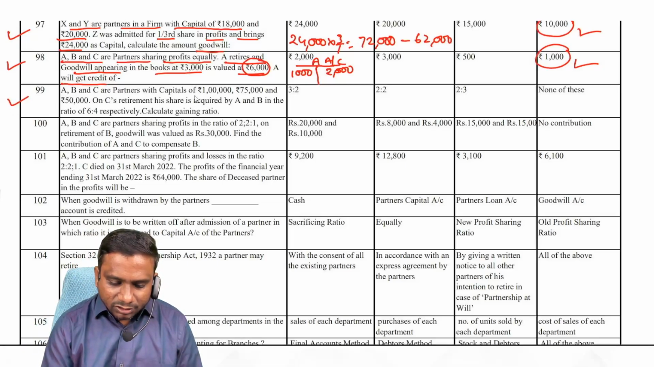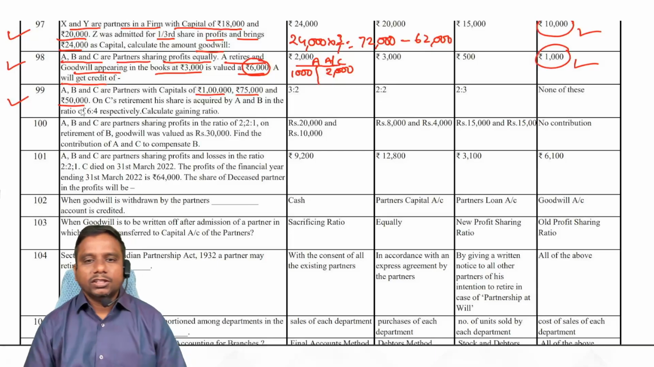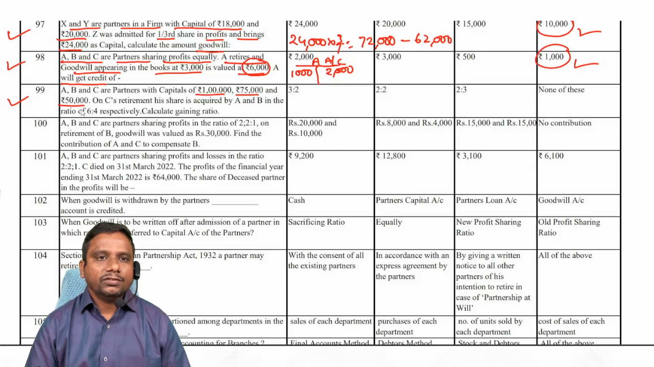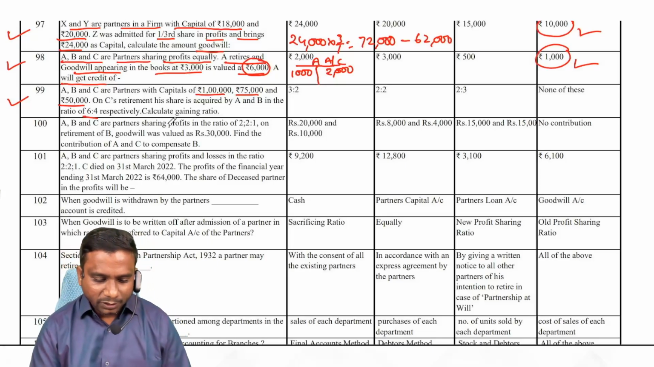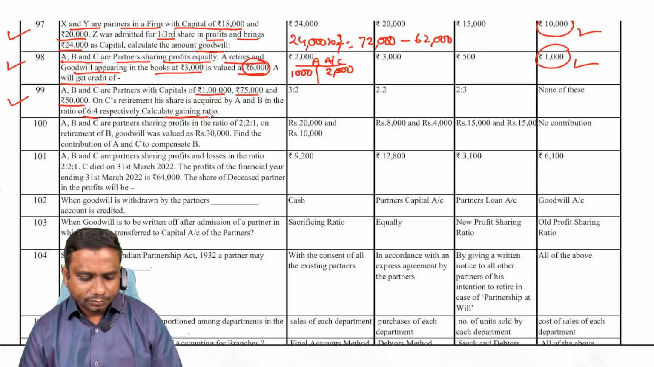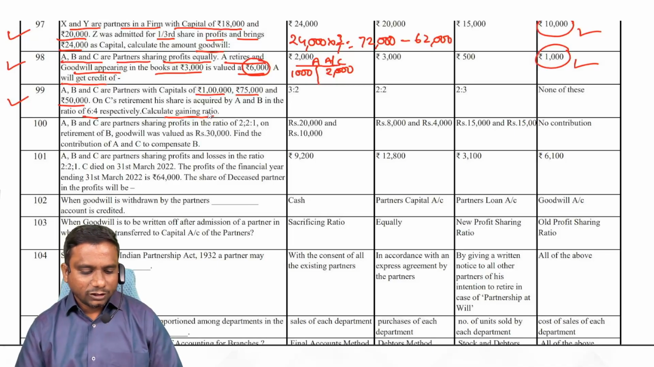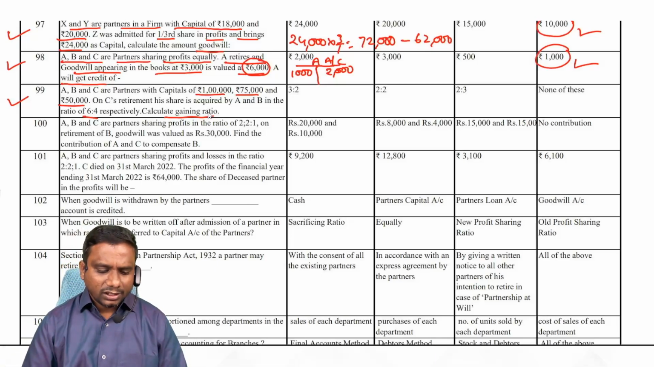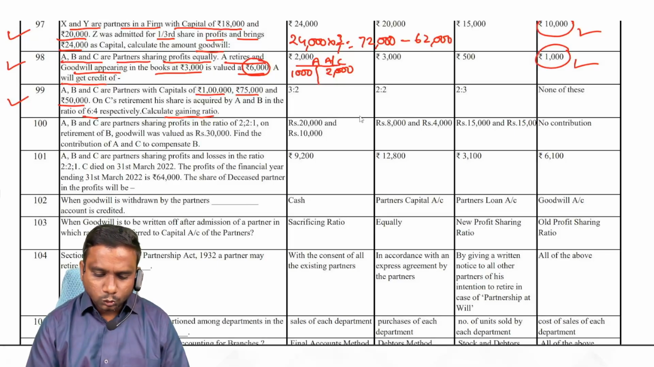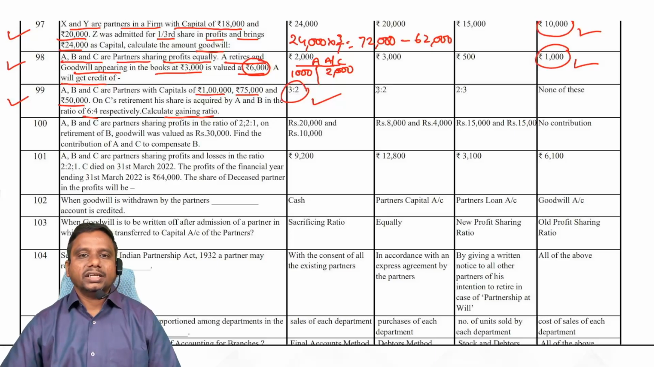Next one, 99. A, B, and C are partners with capitals of 1,75,000 and 50,000. On C's retirement, his share is acquired by A and B in the ratio of 6 to 4 respectively. Calculate gaining ratio. Simple. Gaining ratio is nothing but 6 to 4 only. They have taken 6 to 4 ratio, na? So the gaining ratio will be 6 to 4 or 3 is to 2. Option 1 is correct.